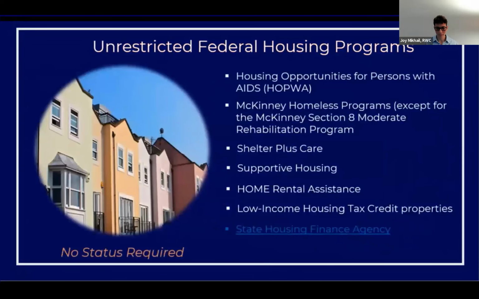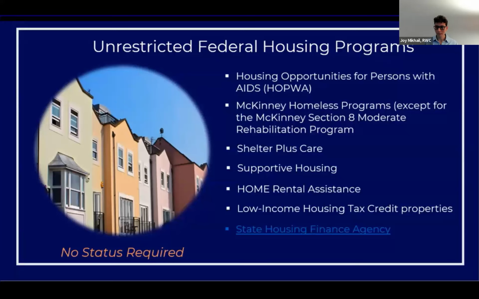And here is a list of a few of the federal housing programs that are considered unrestricted. The McKinney homeless programs, except for the McKinney Section 8 Moderate Rehabilitation Program, Shelter Plus Care, Supportive Housing, HOME rental assistance, and low income housing tax credit properties.